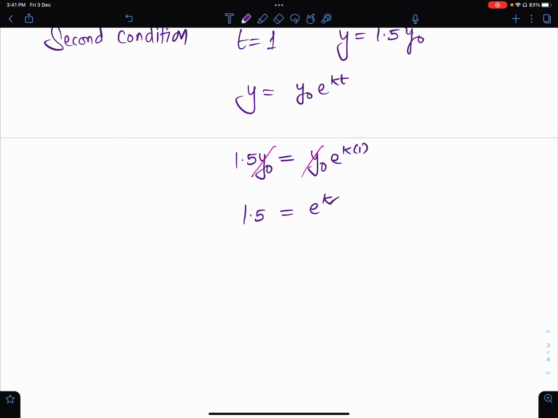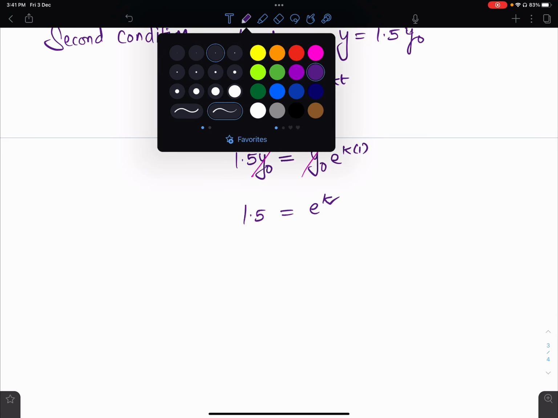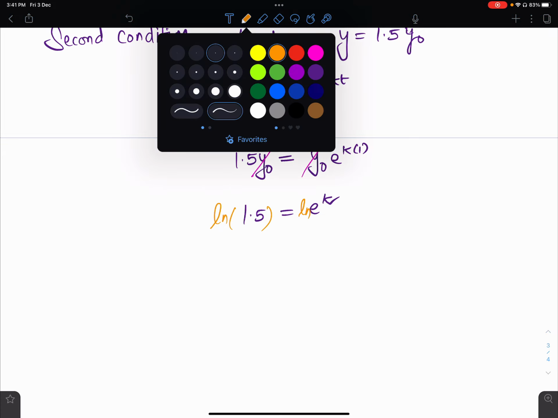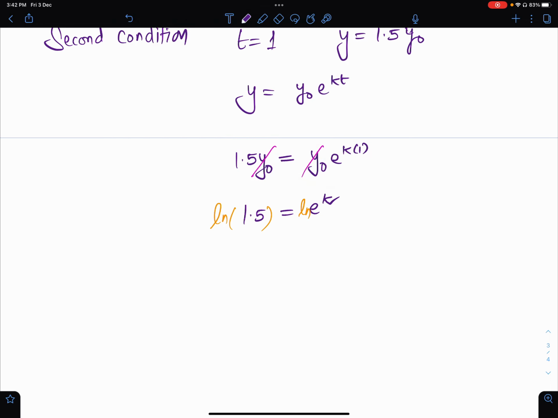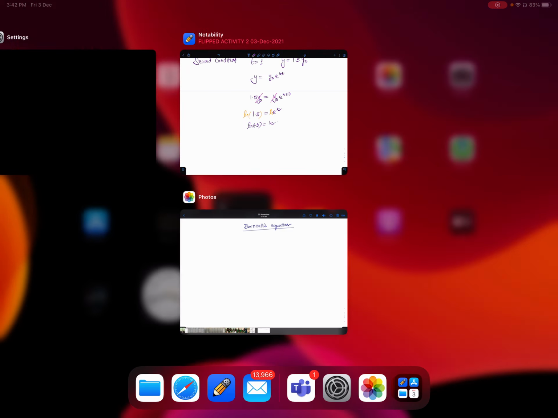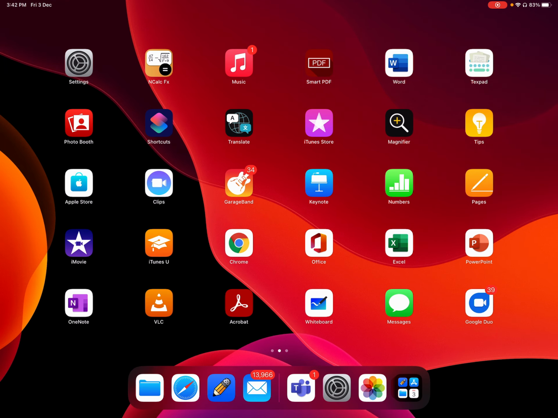If you want to find k, apply ln on both sides. So what do you get now? You will get k equal to ln 1.5. So what is ln 1.5? Where is the calculator?